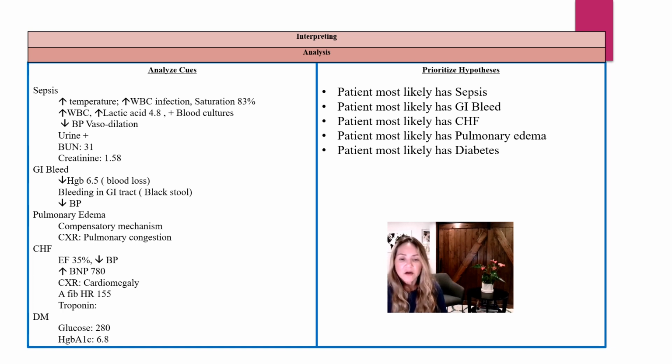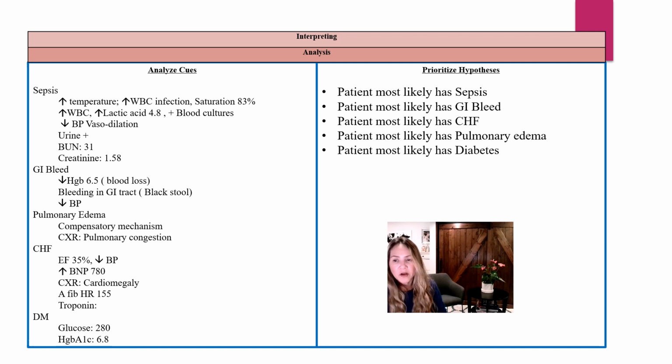Pulmonary edema, congestion, CHF: you have the ejection fraction that is low, the high BNP, the chest X-ray is showing cardiomegaly, and the patient has elevated troponins. Diabetes, you want to go there: your A1C is elevated, your glucose is elevated. So all of this is the product of us analyzing the cues. All the abnormal findings that we have, we just group into different diseases.